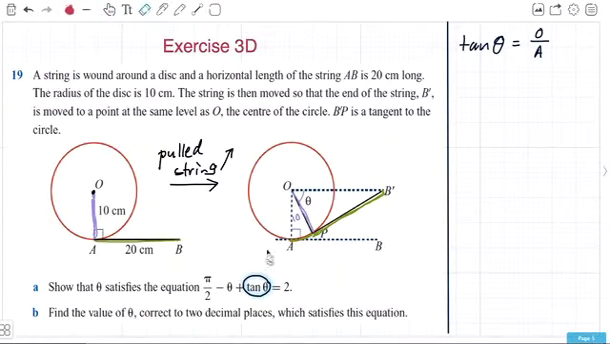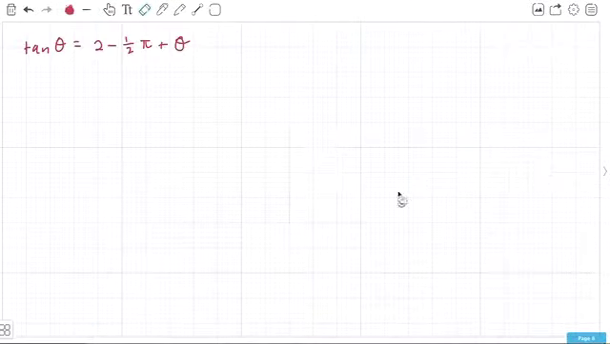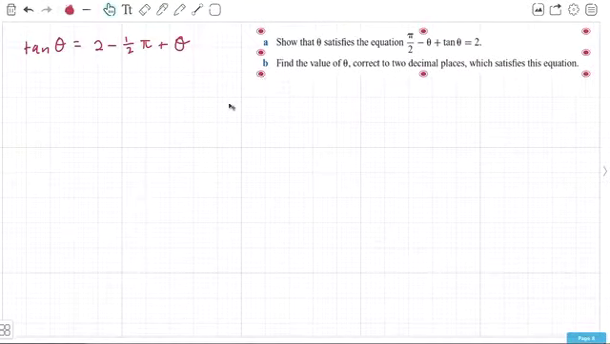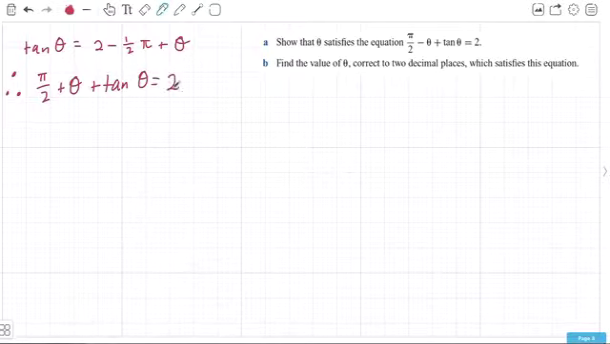So if we have a look now, I'm going to take this over because we're going to now solve part B as well. So our goal was to try and show that theta satisfies the following. And you can see we're really close. All we need to do is rearrange. So therefore, tan theta, that's cool, that's on the right side. Let's move the theta over and the pi on 2. This is pi on 2. So therefore, pi on 2 plus theta plus tan theta equals 2 as required. Boom. So there's been quite a few steps there.